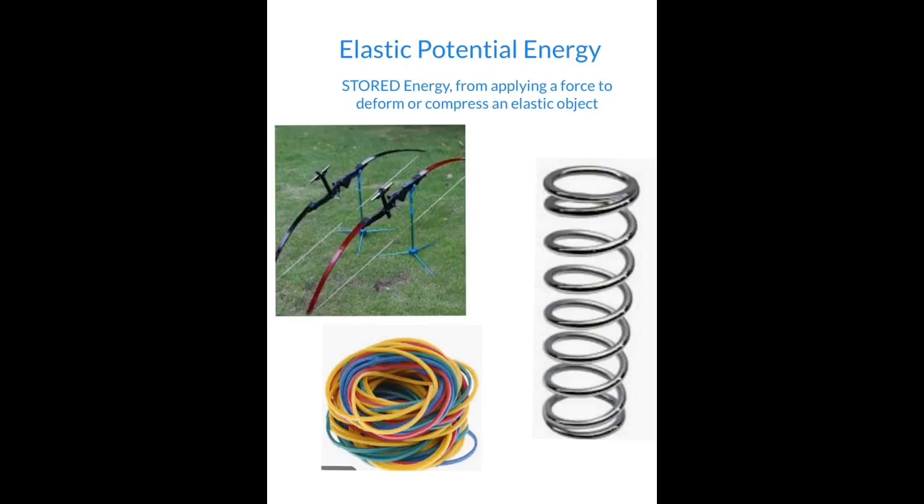Another type would be elastic potential energy. Once again, this is stored energy from applying a force to deform or compress an elastic object. So you have to put force into something and then by deforming it, it wants to push back and go back to its normal form. So if you push down on a string and you let it go, what's going to happen? Okay, so before you let go, that's the elastic potential energy right there. It has the potential to move, and when it moves by itself to go back to its normal shape, that's that elastic potential energy turning into something else.